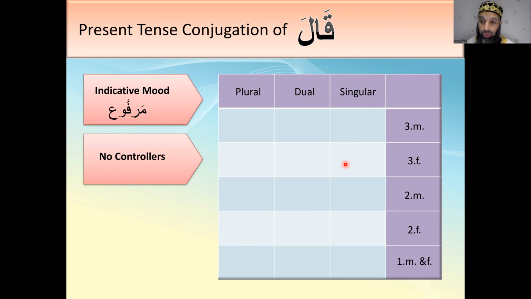Kataba yaktubu. You think over here, yaqalu. But just think in the Quran, have I heard of a yaqalu anywhere? No, I've not heard of yaqalu. But I have heard of a yaqulu. Yaqulu. And if you learn the verb qala yaqulu, you learn them together. Qala yaqulu. And it is yaqulu, right?